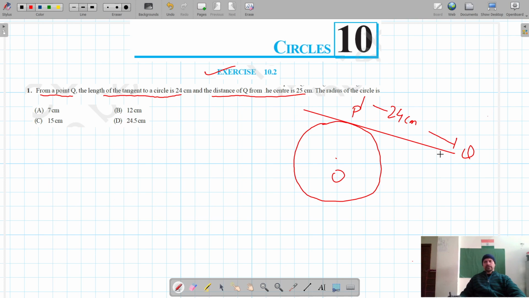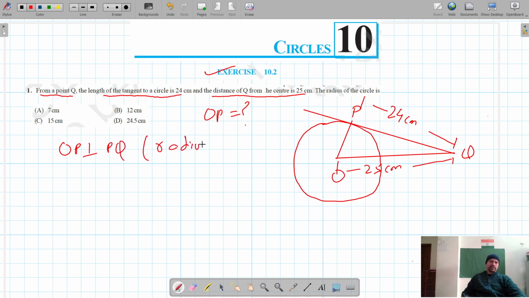Now the distance of Q from the center is 25 centimeter. We have to find the radius of the circle. So let's say this radius joins the point of contact P. Now we have to find the radius, that is OP, and we know that OP is perpendicular to PQ. The reason being, radius is perpendicular to tangent at the point of contact.